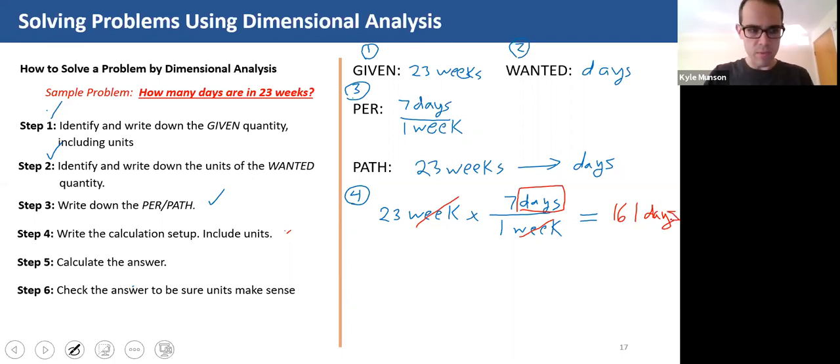Okay, so let's just double check that. So 161 days. Yep, that's correct. So that's the number of days in 23 weeks. All right, so we calculated the answer. Now we're going to do step 6. We're going to check the answer to make sure it makes sense.